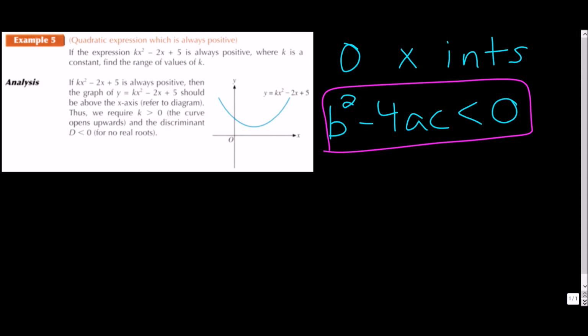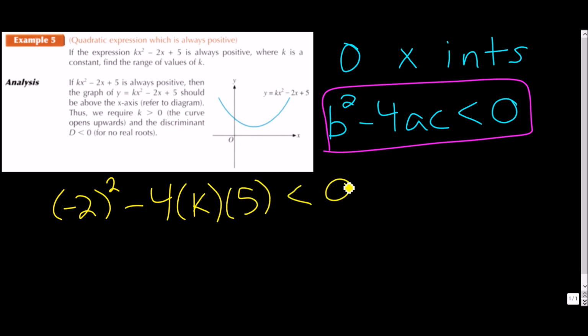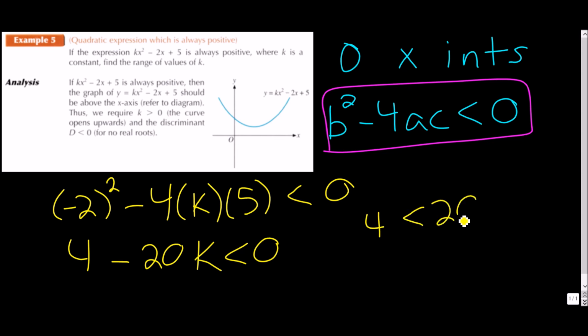So if we look at b squared, b in this case is negative 2. We subtract away 4 times a, which is k, times our c, which is 5. And we know that that must be less than 0. So we've got 4 minus 20k is less than 0. I'm going to move the 20k over, and so I'm going to get 4 to be less than 20k. And therefore, k, if we divide by 20, has to be greater than 1/5, right?